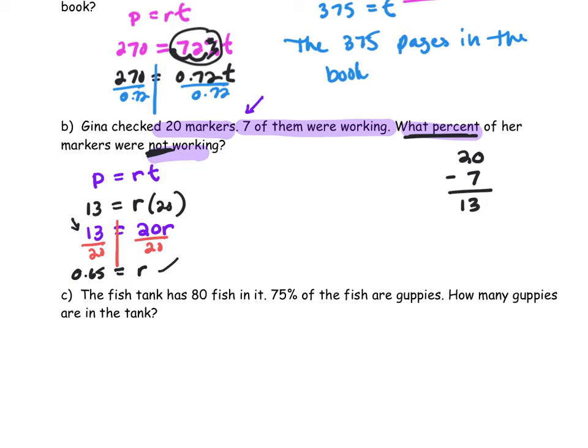But it's not quite a percentage rate, so we're going to make this decimal, the rate, into a percent by multiplying it by 100, or if you don't have a calculator readily available, you take the decimal and scoop it 2 places forward, and so the answer is 65%. And we have to attach the percent sign. Let's find out what we answered. What percent? 65% of her markers were not working.